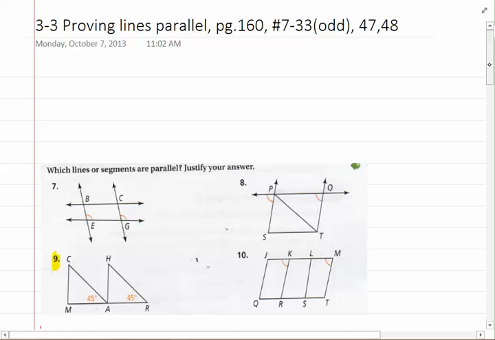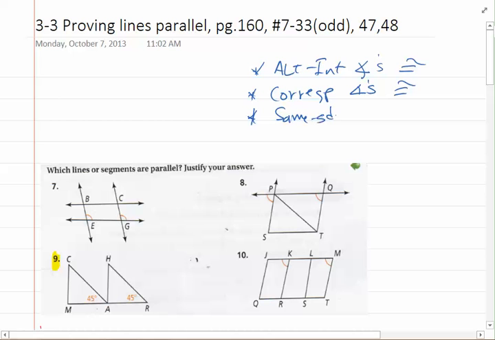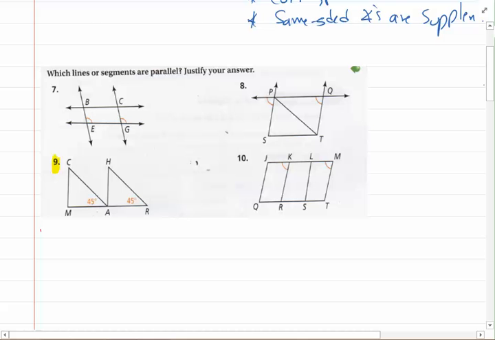In order to prove lines parallel, you have to prove that the alternate interior angles are congruent, corresponding angles are congruent, or same-sided angles are supplementary. There are a couple other ways, but these three are the best and the most common methods of proving lines parallel. Let's look at number 9.